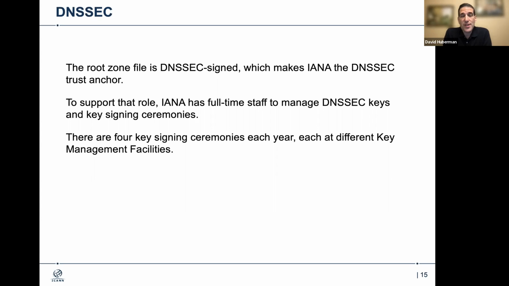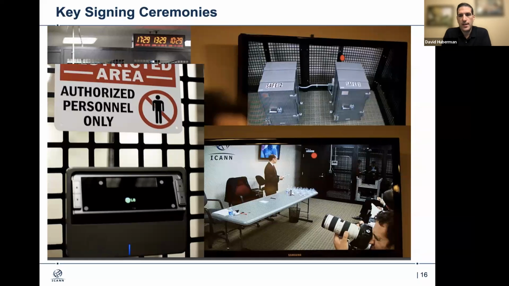So IANA actually has full-time staff to manage the signing keys and to perform key signing ceremonies, because we have to update the keys every 3 months or so to stay with best common practices. So we have about 4 key signing ceremonies each year, which happen at different key management facilities. These are data centers. And I want to show you these because it's actually kind of interesting. Up in the top right is a picture. It's a picture of some safes, some big, huge steel safes.